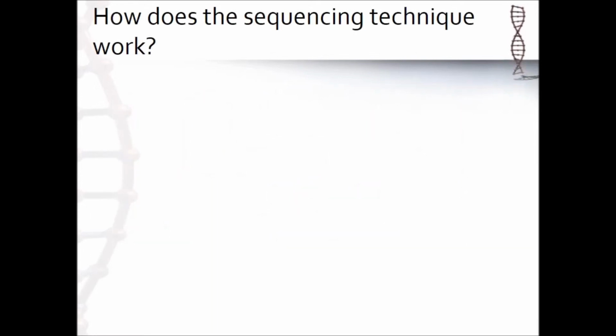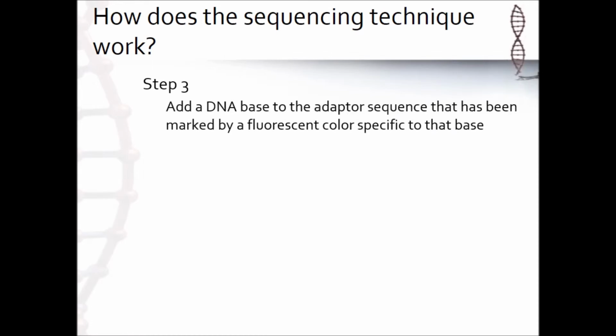The third step of the technique is to take the adapter sequence that we saw at the top of the strand on the last slide and add a DNA base to it. This base has been marked with a specific color that, under certain conditions, fluoresces, so that you can see that color, and that color is specific to that base. So an A would be a certain color, a T would have a color, a G would have a color, and C would have a color.